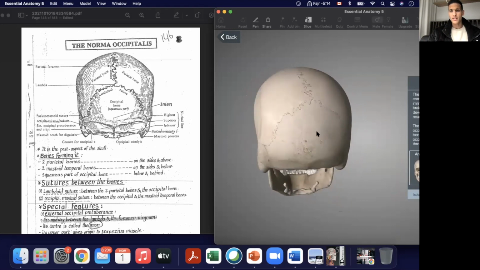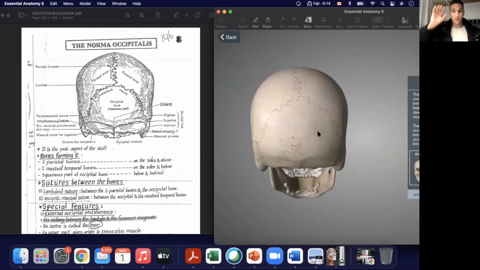And when we rotate and look at the Norma Occipitalis, which is the posterior aspect of our skull, we see the 2 parietals, the occipital, and the 2 mastoid temporal bones. Okay, very general features that we see here. We can see the parietal foramina. It's not found on this application, but they're found, and they're important landmarks for the passage of some veins.